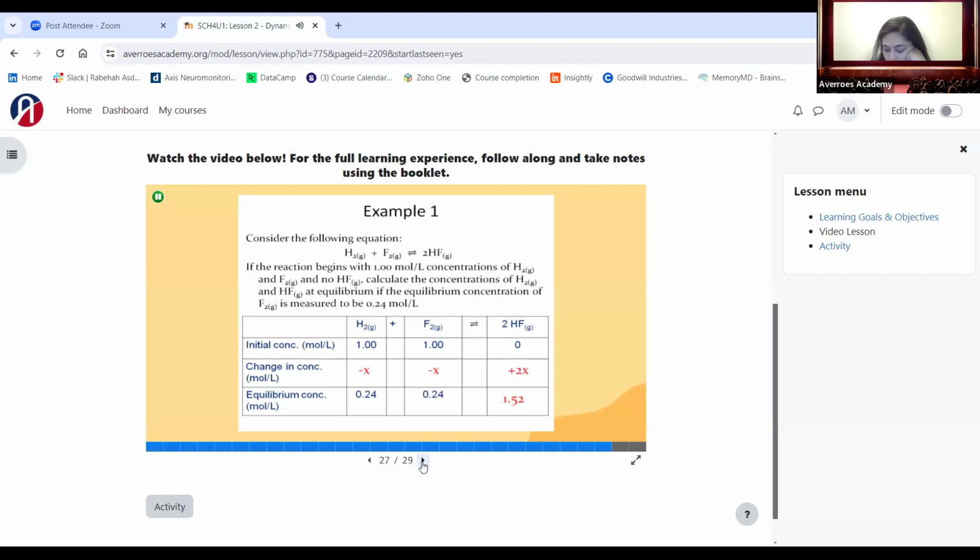We can use that second column of fluorine gas and say 1 mole per liter minus X equals 0.24 moles per liter. Rearrange that for X and we'll get 0.76 moles per liter. We can then use that and multiply it by 2 for our equilibrium concentration of hydrogen fluoride gas, right? Because that's 2X, so 2 times 0.76 moles per liter, we get 1.52 moles per liter. So again, we're just using a variable and using our coefficients in our stoichiometric equation.